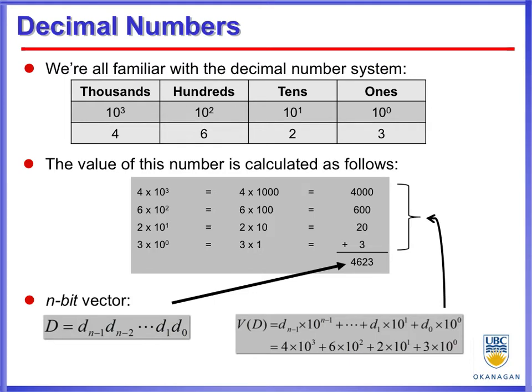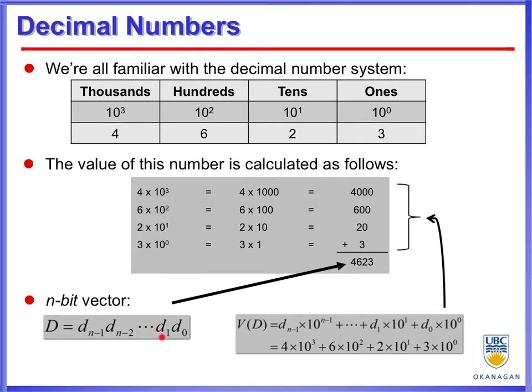And so the total value of a decimal number is obtained by adding the product of each digit with its placeholder value. So if we're looking at the decimal number 4623, its value, which we know is 4,623, is obtained by 4 times 10 to the 3, which gives us 4,000, 6 times 10 to the 2, which gives us 600, 2 times 10 to the 1, 20, and 3 times 10 to the 0, 3 times 1 is 3, and then you add those up to get 4,623.